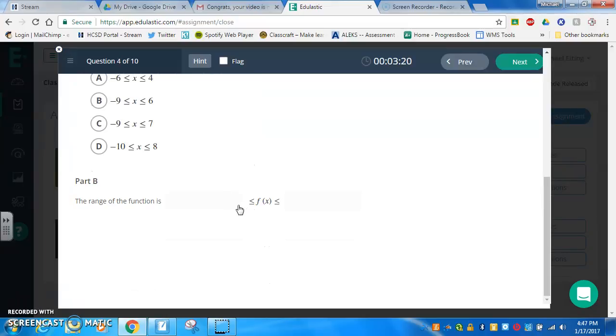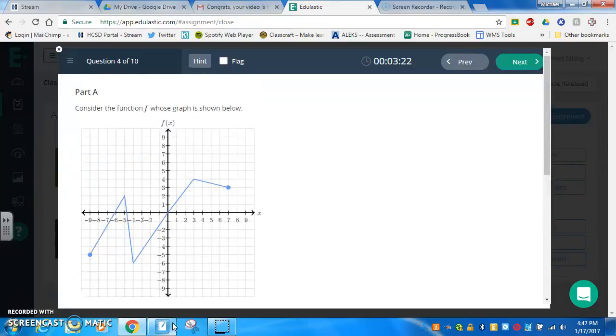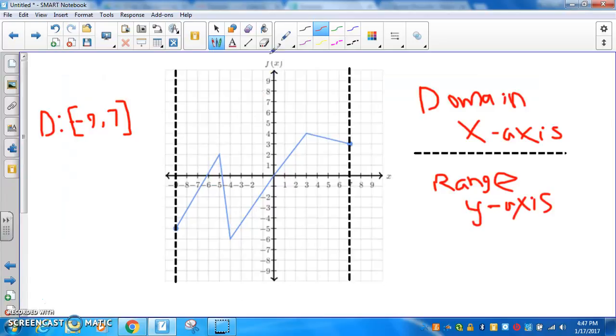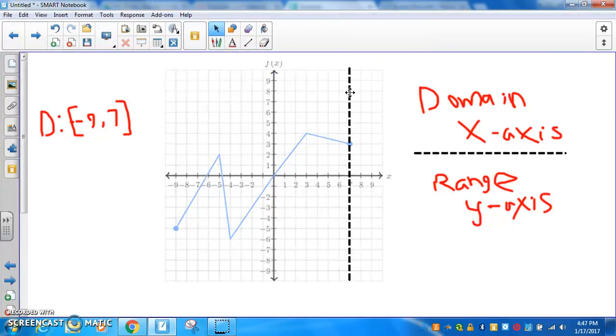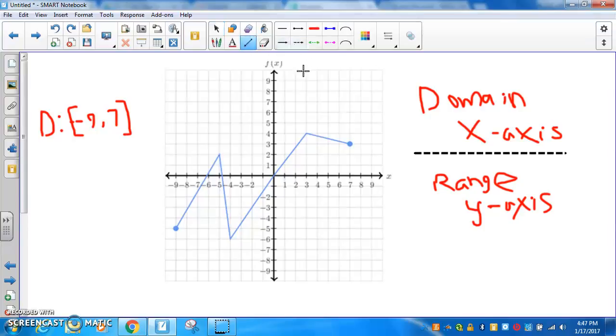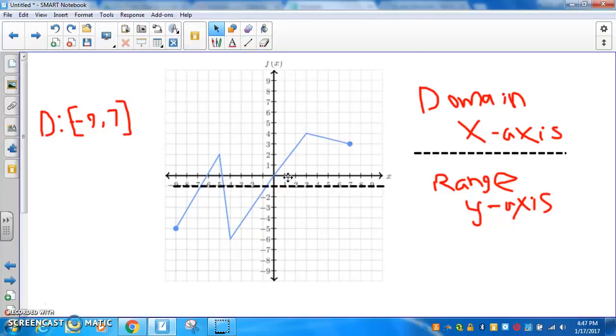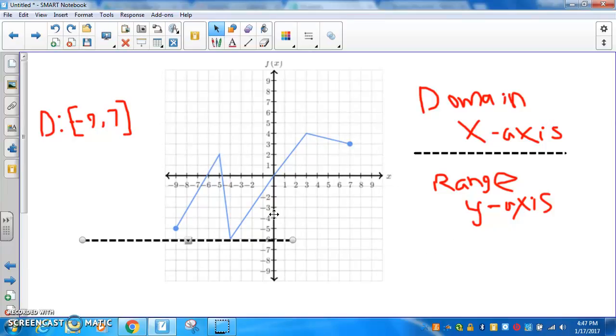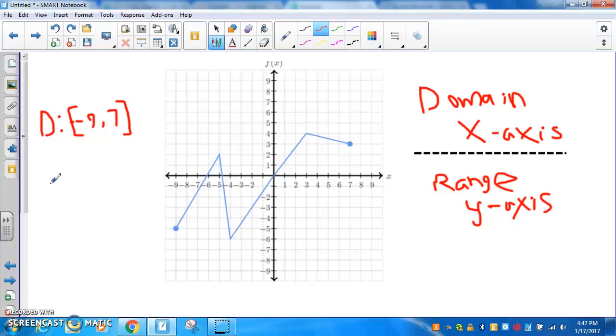And then in part B, it wants you to manually fill in the range. So again, I'll leave it to you, but now we're talking about the bottom and the top. So if I think about that for just a moment, again, where does it start and where does it end from top to bottom? I'll just draw this one line. Again, top, bottom. Where does it start? Where does it end? And how do I write that in terms of not just this, but also the inequalities?